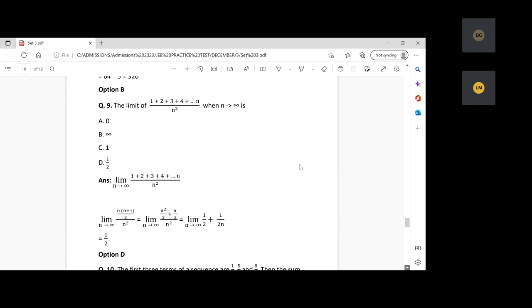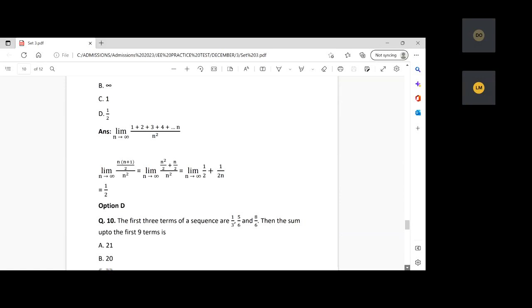So we know the formula, right? n into n plus 1 by 2 by n square. We can take that 1 by 2 outside and solve. Or it could be n square by 2 plus n by 2 by n square. So what will the value be? It will be limit n tends to infinity 1 by 2 plus 1 by 2n. So that term is not there, and the answer for the question is 1 by 2. It's a very simple question.